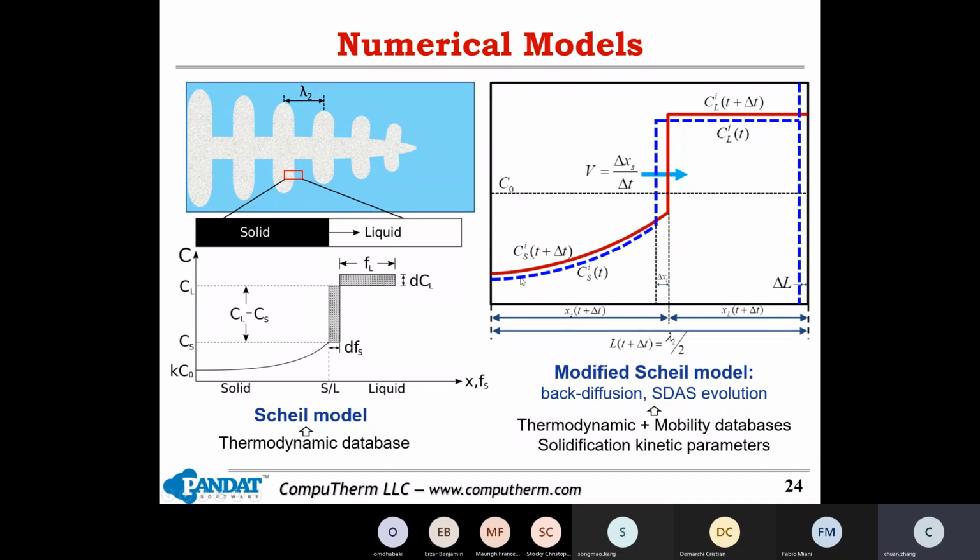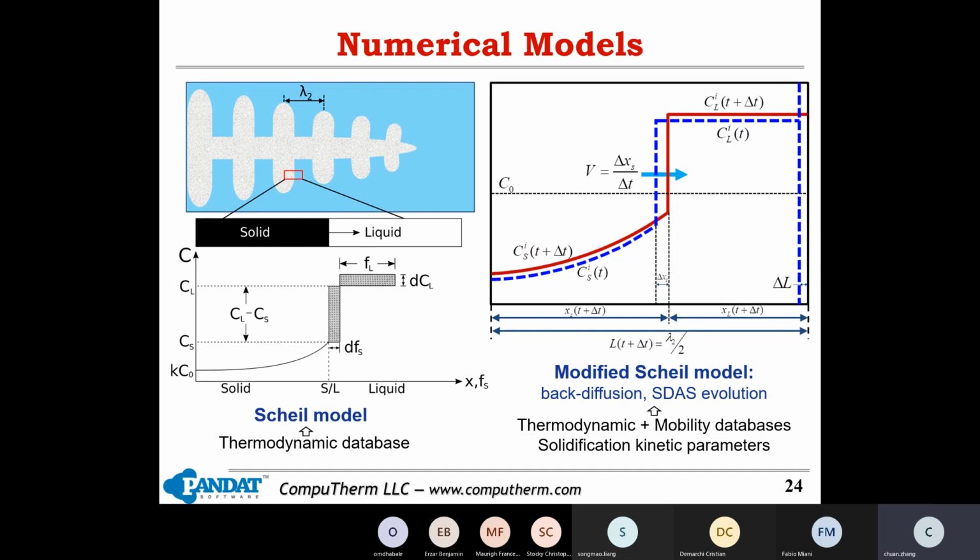But in order to consider back diffusion in the solid phase, we need to use a modified Scheil model. As the schematic diagram shows here, the real kinetic process is kind of complex. I won't go into too much detail, but to do this kind of simulation, we need not only the thermodynamic database, but also the mobility database and some solidification kinetic parameters. This is just a brief background of the numerical models used in the solidification model.